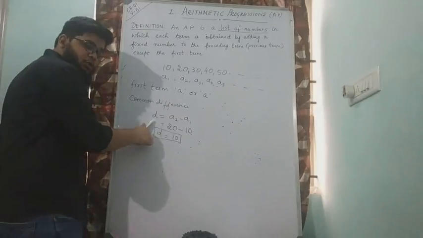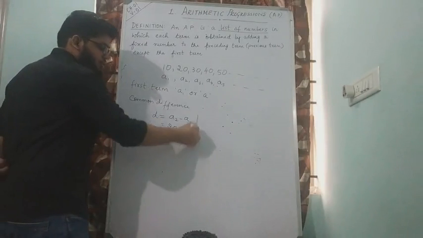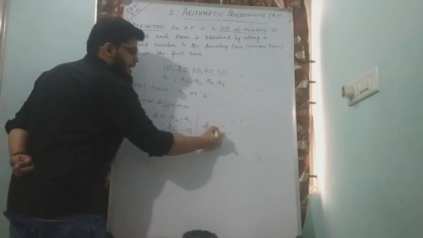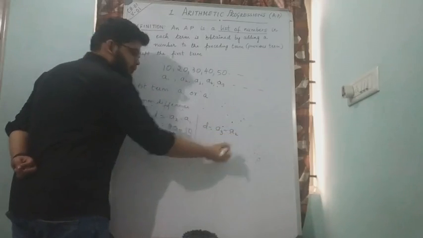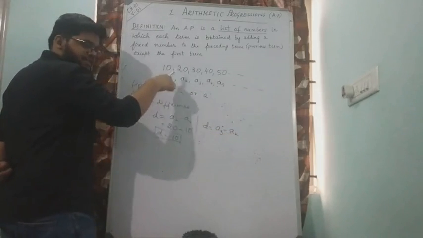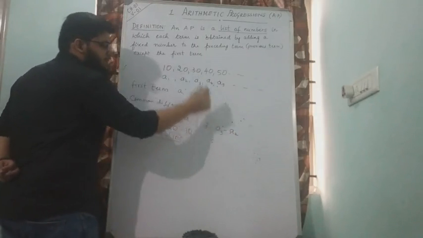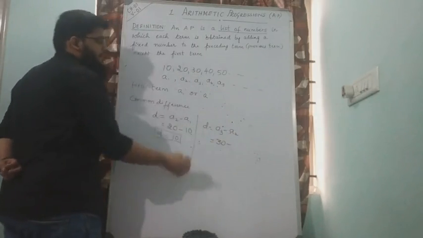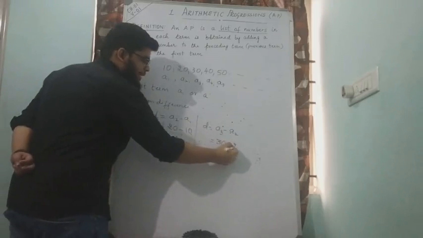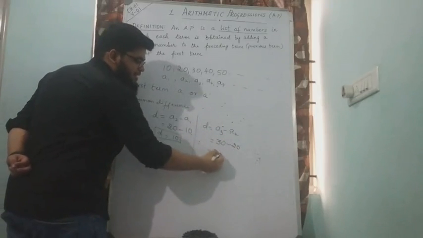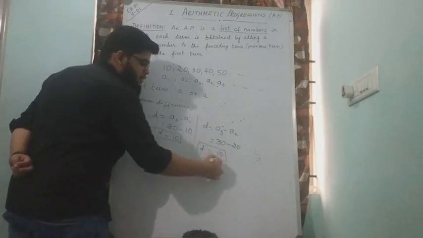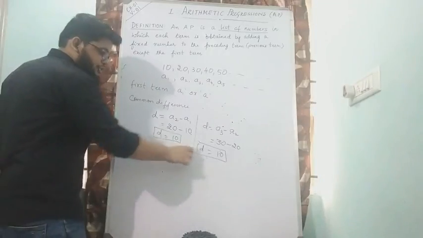Is it necessary to always write A2 minus A1? No. You can also write it as A3 minus A2, third term minus second term. What is our third term here? 30, minus second term 20. And 30 minus 20 is definitely 10, and that is going to be our difference. Don't you think it is the same?